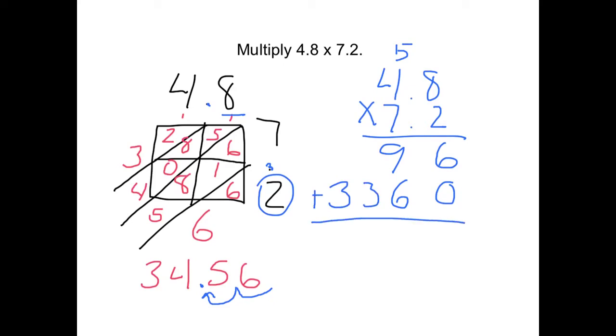Go ahead and add that. I got 6. 9 and 6 is 15. Carry the 1. There's 4. There's 3. So again, I've got to remember there's 2 numbers after the decimal, so I start on the right and go over 1, 2 times. So the answer is 34 and 56 hundredths, and I can see that with the lattice method or the traditional method, I got the same answer.